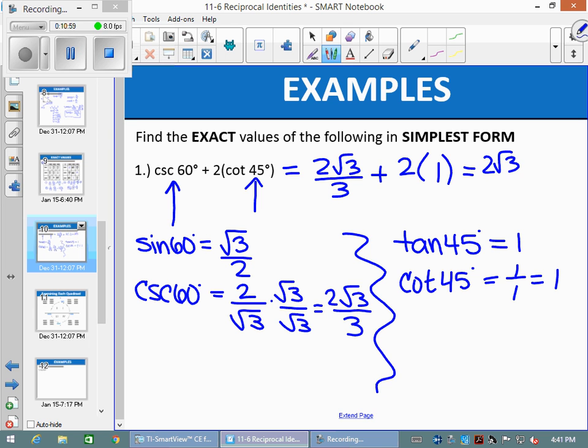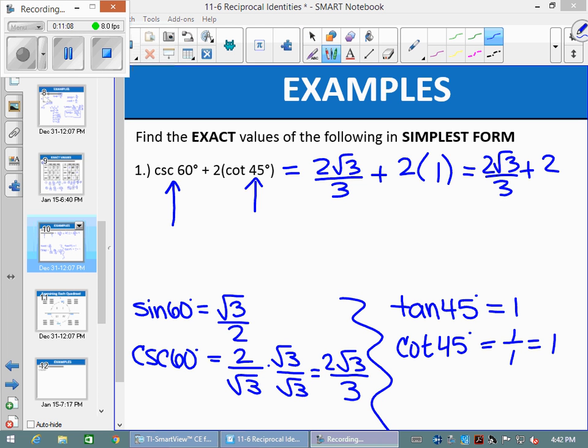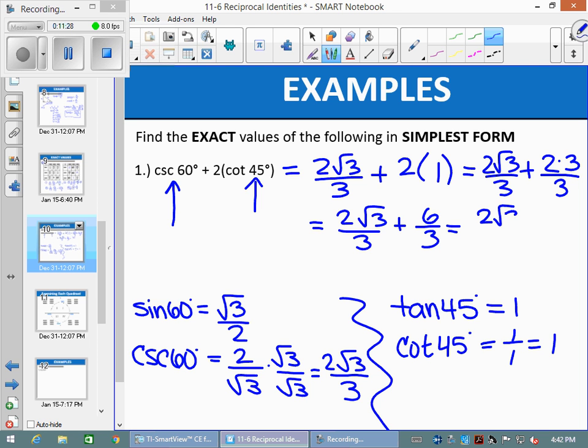Now I would like to write this as one simplified fraction. So I need to come up with a common denominator. I want to add these two together with a denominator of 3. So if I want this number to have a denominator of 3, I need to multiply the top and bottom of this number by 3. I end up with 2 rad 3 over 3 plus 6 over 3, which equals 2 rad 3 plus 6 all over 3.